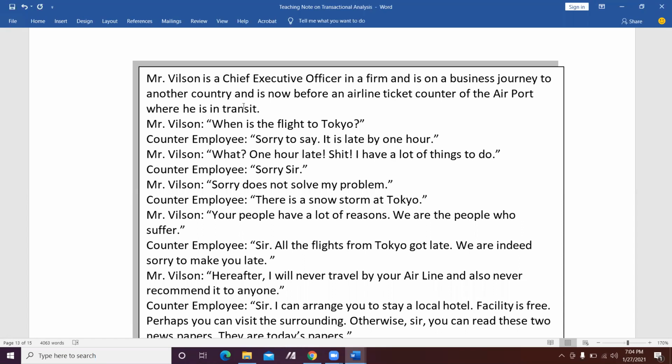Then Mr. Wilson: When is the flight to Tokyo? Counter employee: Sorry to say, it is late by 1 hour. Mr. Wilson: What? 1 hour late? Shit. I have a lot of things to do. Counter employee: Sorry, sir. Mr. Wilson: Sorry doesn't solve my problem. Counter employee: There is a storm at Tokyo. Mr. Wilson: Your people have a lot of reasons, but we are the people who suffer.